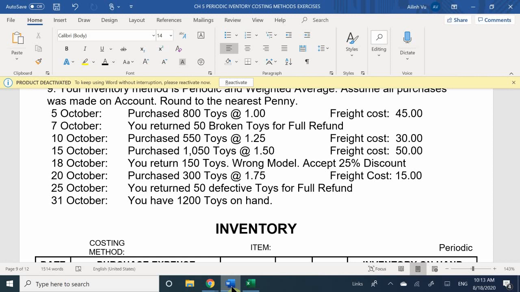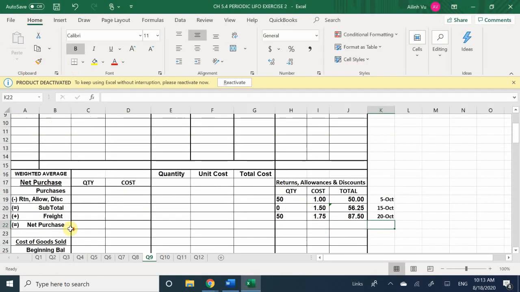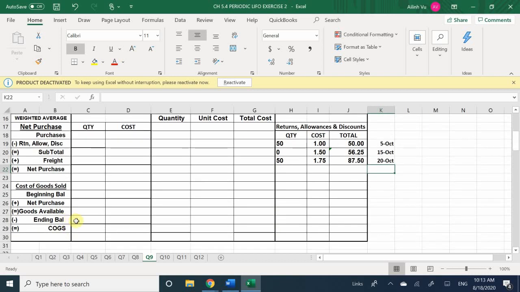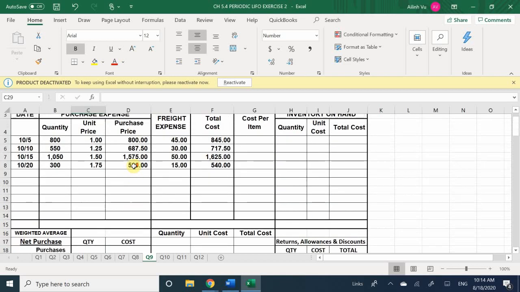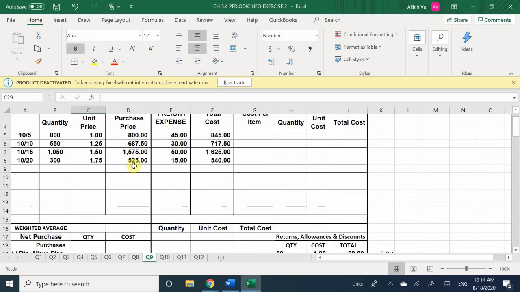And what is the last thing I have here? Yes, you have an ending inventory of 1,200 toys on hand. Okay, so I'm going to go ahead and fill that in here so I know. Ending inventory is going to be 1,200. All right, so let's go ahead. How do we solve for this?